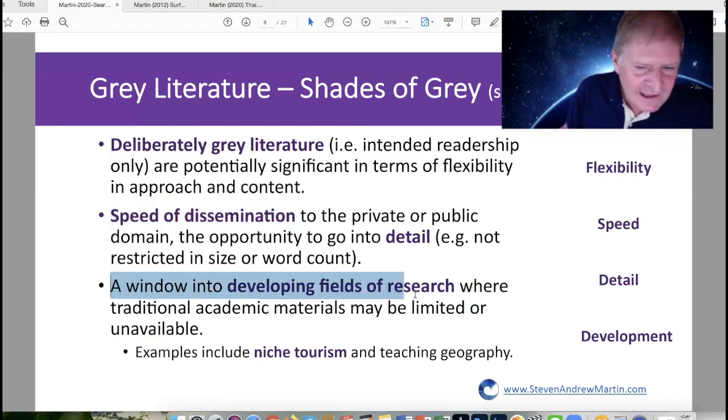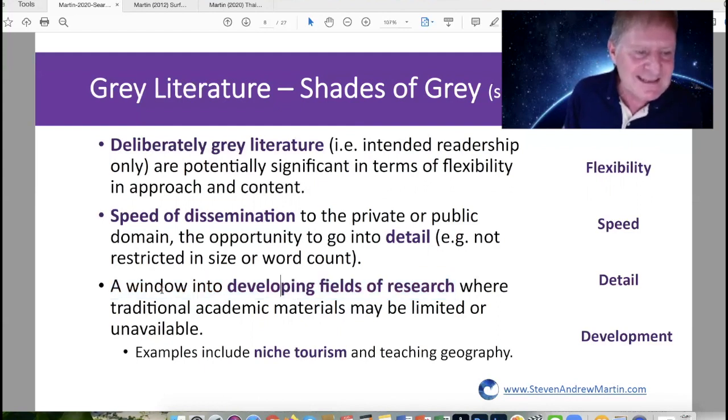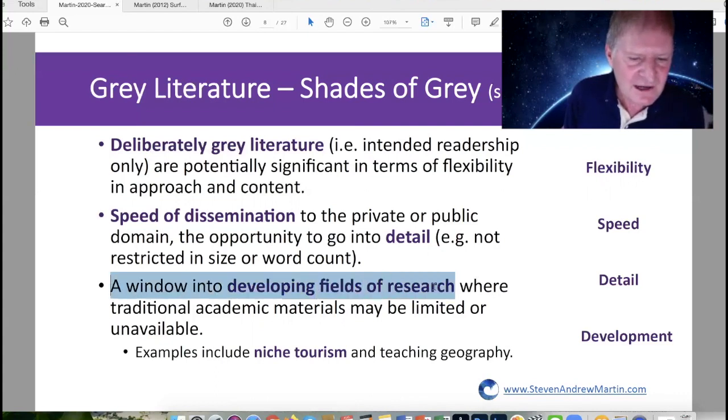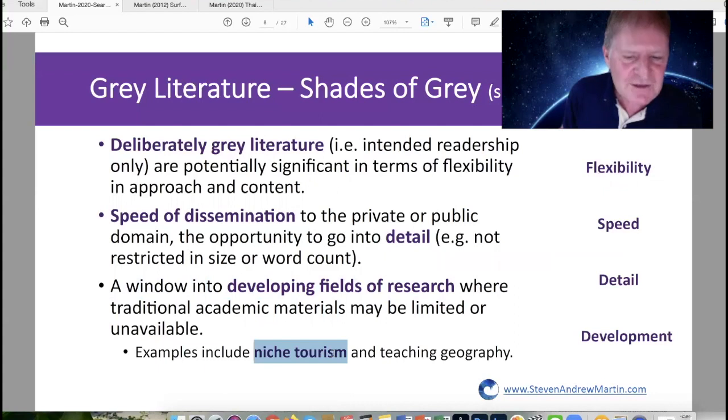Another thing about gray literature is it can be a window to a developing field of research. So back when I published my first systematic review, this was the case with surfing tourism, right? Because it was a new field and there was very little published. For tourism studies, it's quite unique. Now for niche tourism, we have geotourism, for example, and there's not much published on that, but yet you'll find stuff on the internet.